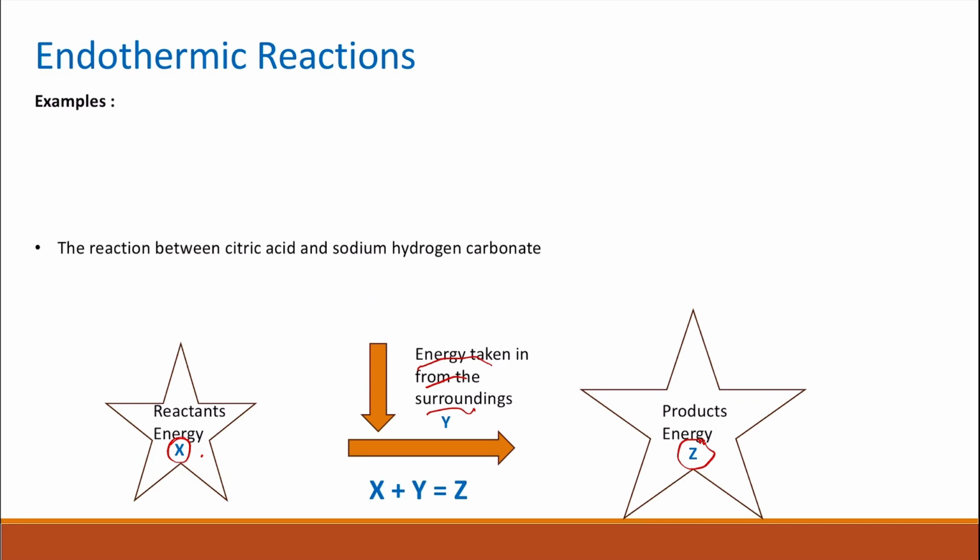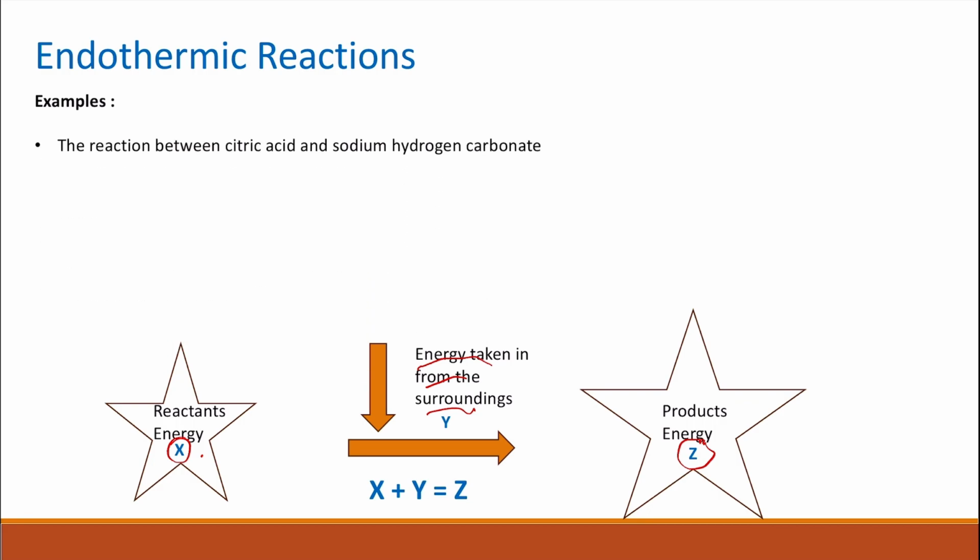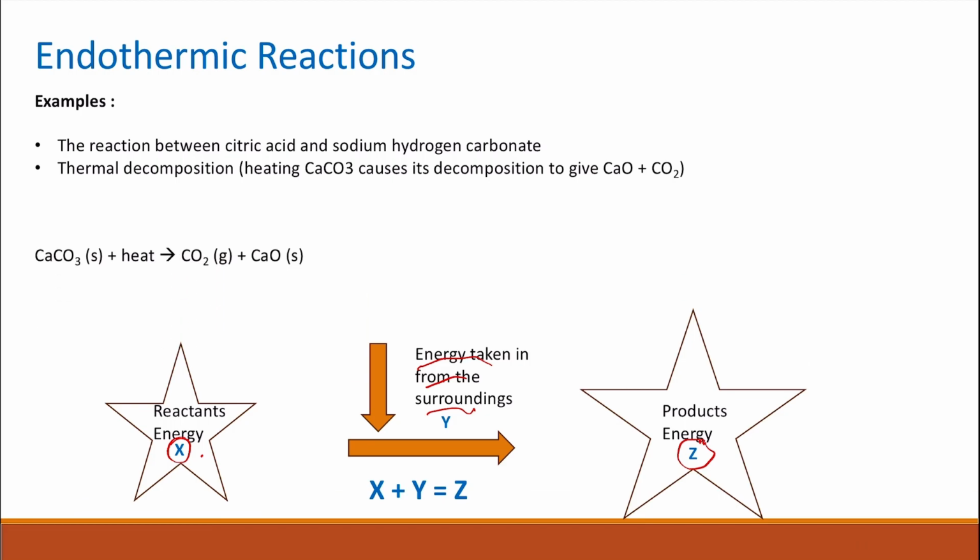Some examples of endothermic reactions are the reaction between citric acid and sodium hydrogen carbonate, and also the thermal decomposition of carbonates like calcium carbonate. So calcium carbonate needs heat in order to give you the products, which are carbon dioxide and calcium oxide. And this is a type of endothermic reaction where energy must be taken in from the surroundings.